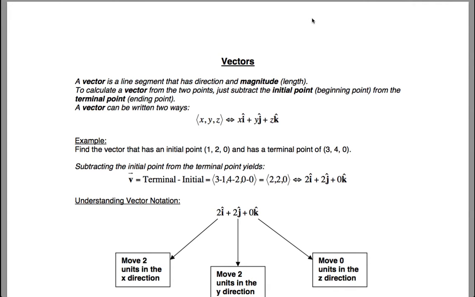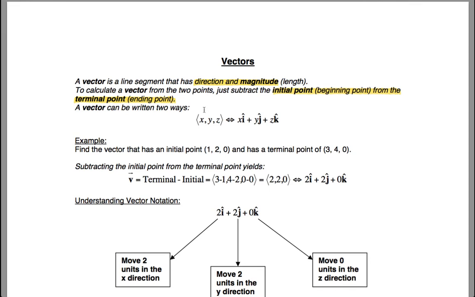What is a vector? A vector is anything that has direction and has magnitude or length. How do we get a vector from 2 points? Well, you might have remembered vectors as rays or directed line segments from geometry in high school, where you might be learning about it right now. But basically what you do is you take the terminal point and subtract the initial point from the terminal point.